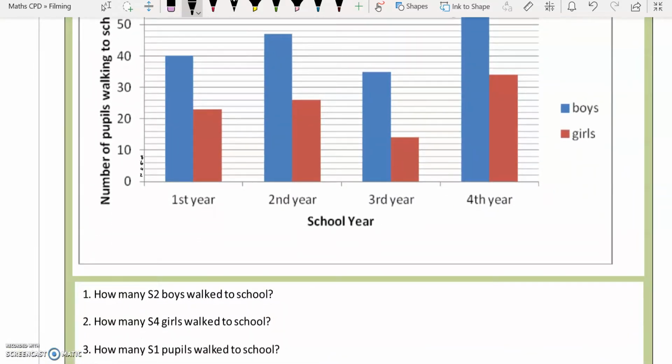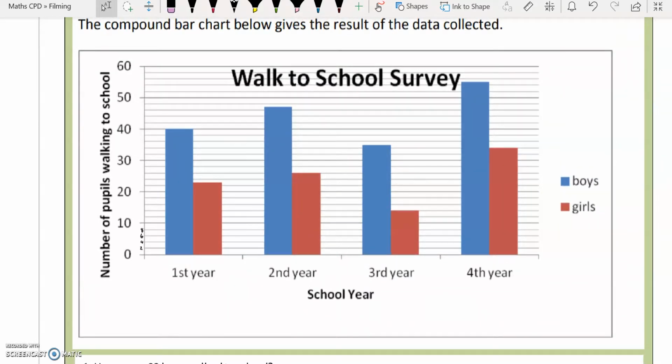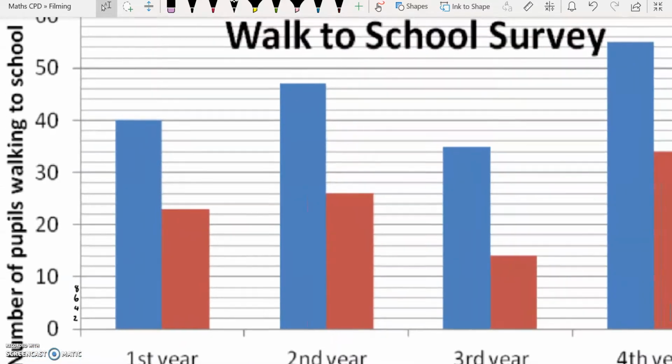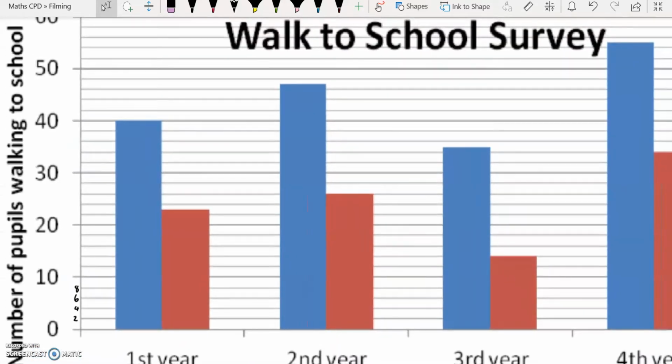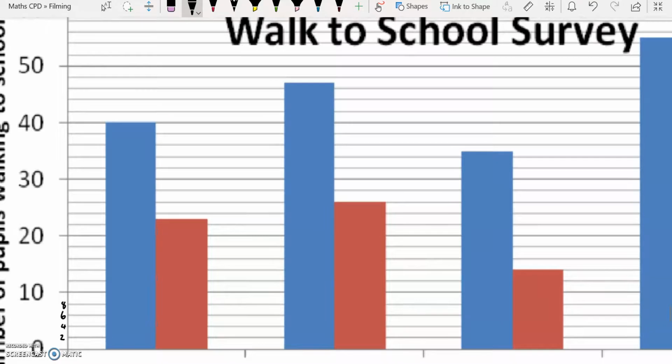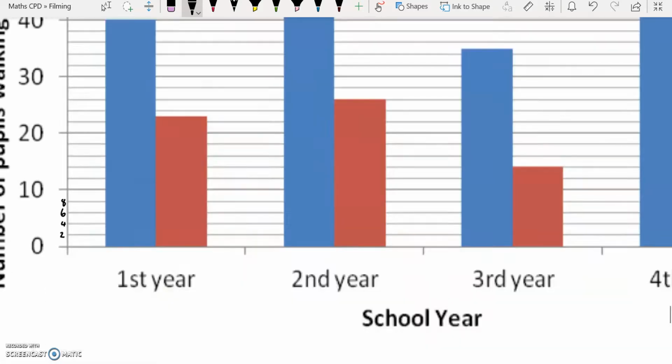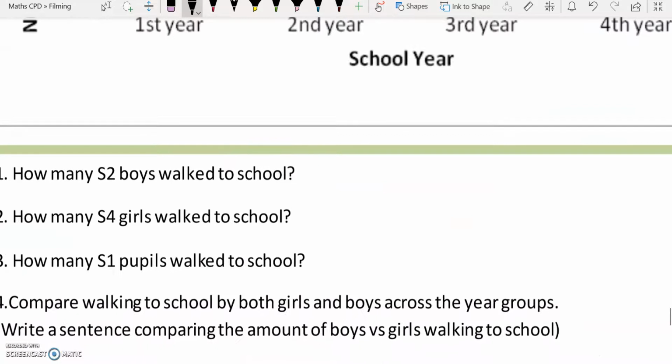So number 1, how many S2 boys walked to school? So S2 boys, that's blue. So we're going across here. And so here's 40. So this one here would be 42, 44, 46. That one there would be 48, so it's in between 46 and 48. So the answer for this one would be 47.